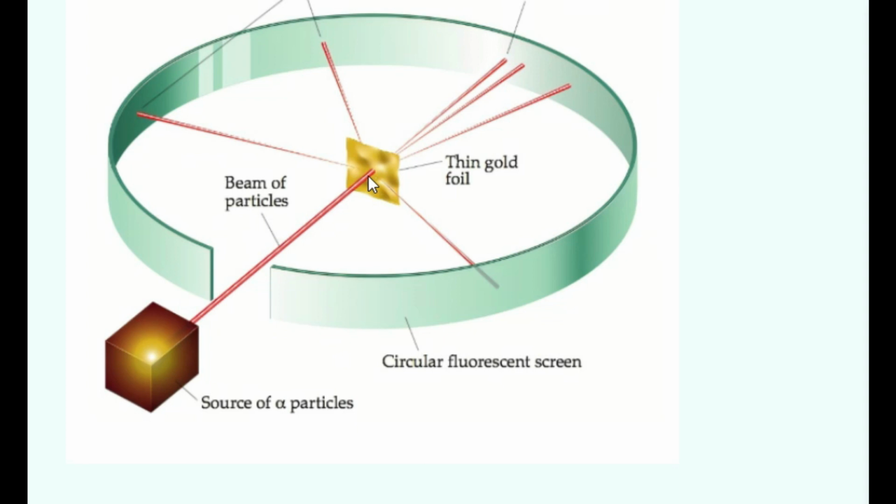The observation was that most of the alpha particles, the rays, passed through it without any difficulty. A very few of them were deflected, and still fewer were deflected by 90 degrees. And the smallest portion of these rays were found to come back.